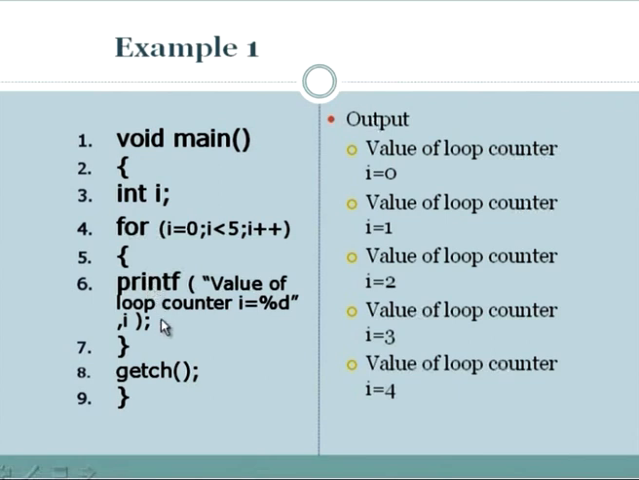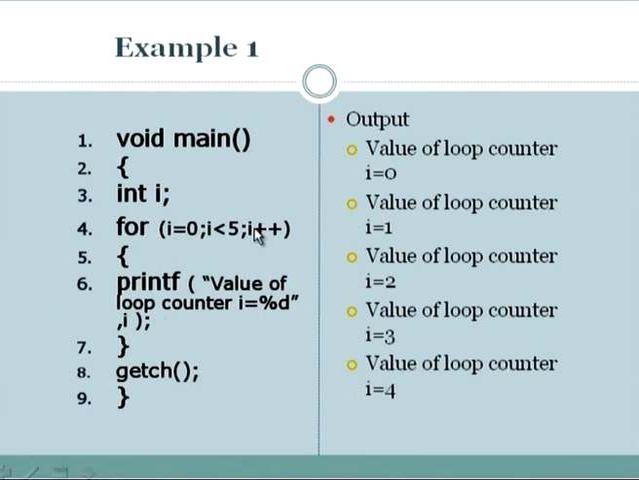line number 6, value of loop counter I equals to 1 will be displayed. Then when control reaches the closing braces of the loop body, from there it will jump automatically to the increment statement. There the next value of I will become 2.